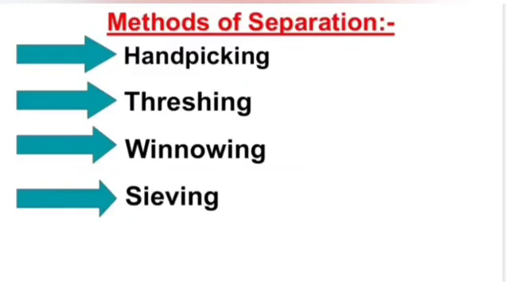So students, now we will study about various methods of separation. How can we separate two components from a mixture? So there are 4 methods. First is hand picking, second is threshing, third is winnowing, and the last one is sieving. These are the methods of separation. So let us study about each method one by one.